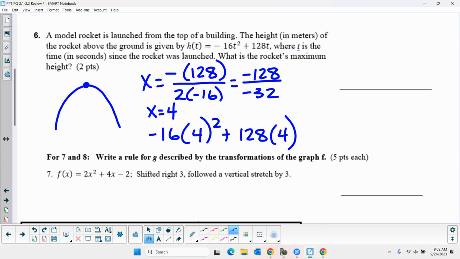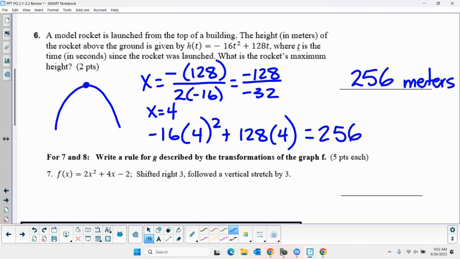So when I do that math, you should get 256. So it went 256 meters high. Okay, so it's just the y value of the vertex. So use your axis of symmetry to find the 4, and then plug the 4 in to find the 256, which is the answer you're looking for.